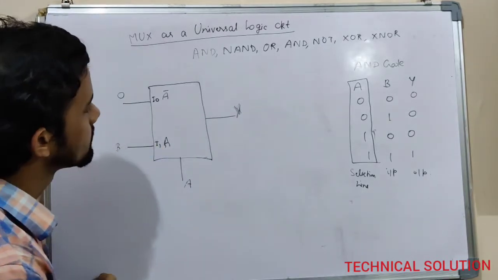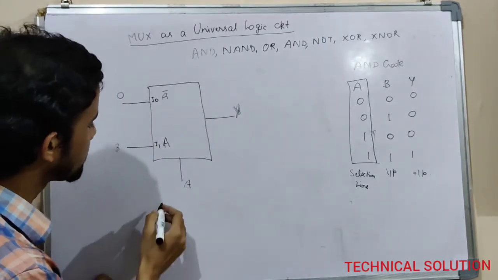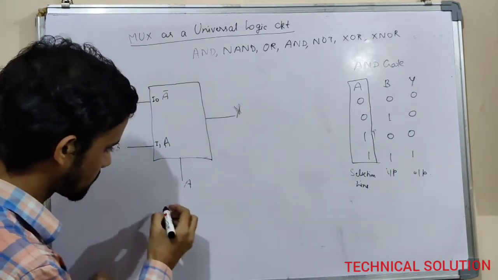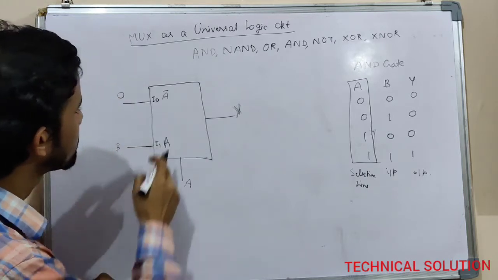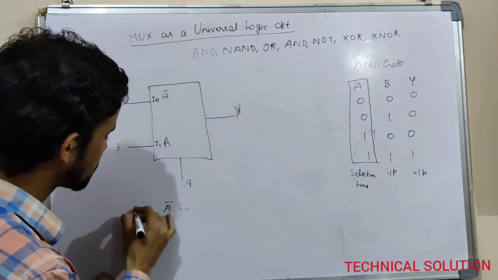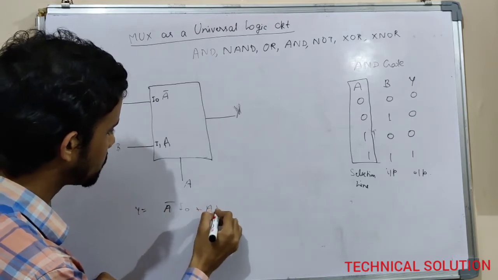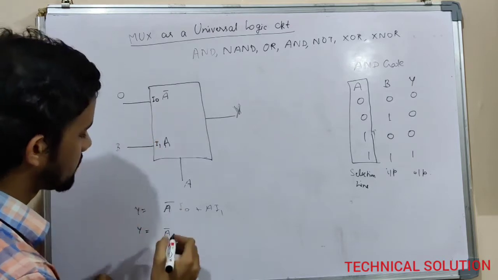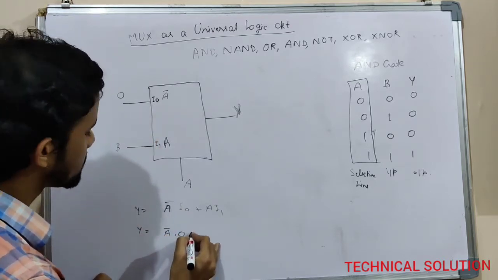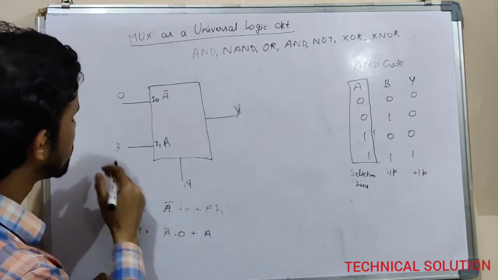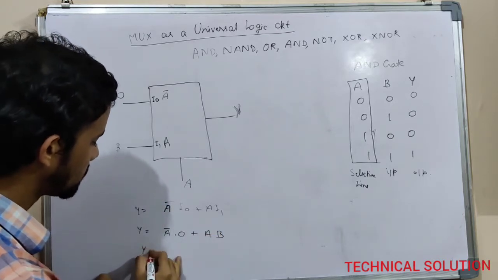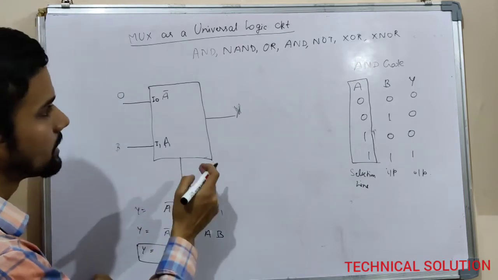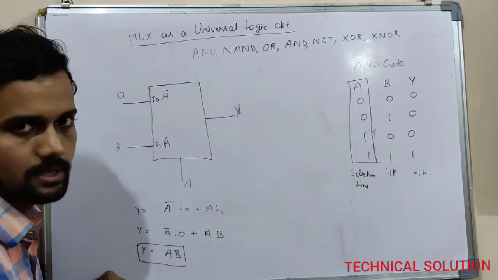If you solve this multiplexer, then we get y equal to A bar into I0 plus A into I1. From here, A bar into I0 equal to 0, plus A into I1 equal to B, so y equal to AB. So this is the realization of AND gate using 2x1 mux.